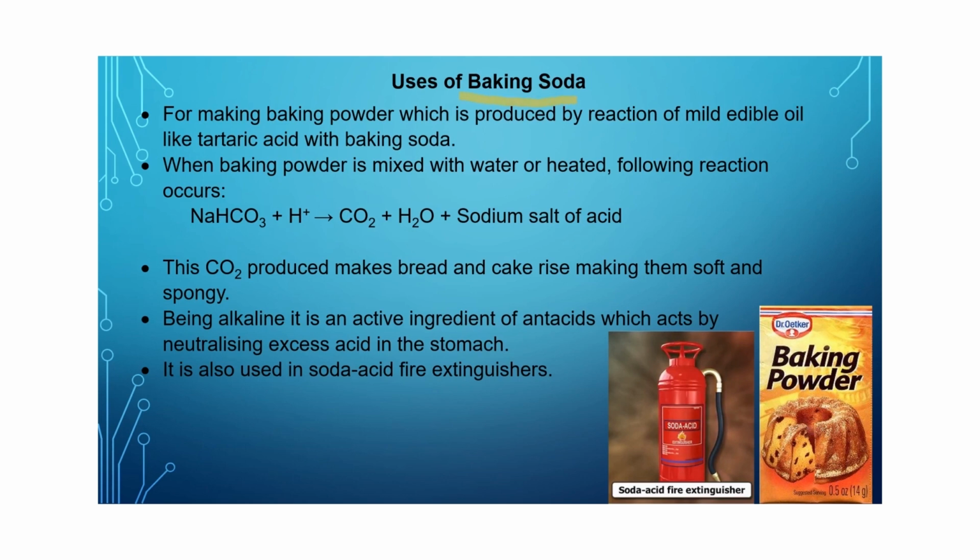Uses of baking soda. You already know it is used for making baking powder. Yes, just now I told you baking powder and baking soda are different. Baking powder is actually produced from baking soda. How? By reaction of a mild edible acid like tartaric acid with baking soda. And the reaction can be written like this. When the baking powder is mixed with water or heated, this reaction takes place. And again carbon dioxide is released. This carbon dioxide is responsible for making the food fluffy and soft.